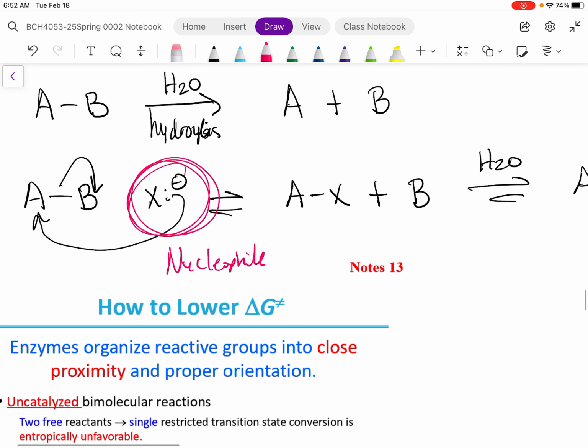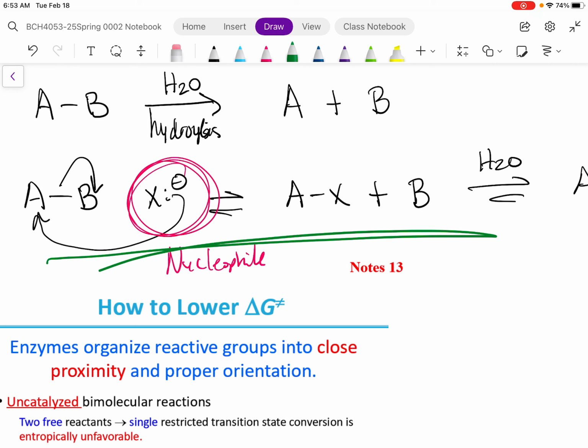So if that's my nucleophile in red, in green, what would I circle? Where's my electrophile for this reaction right here? Is it A, B? A or B. What's our electrophile? It has to be A, right? Is that where the electrons are going? The lone pair came and attacked A. So that would have to be our electrophile.